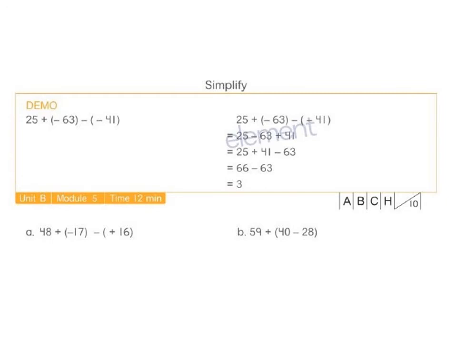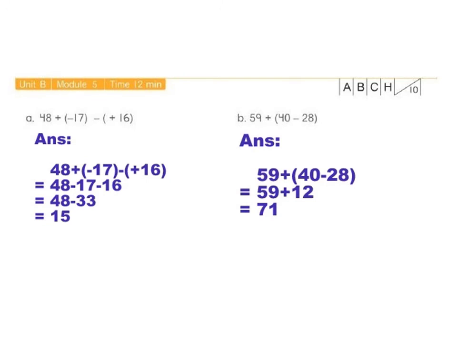Now I am showing you the answers. So the first question, 48 plus minus 17 minus plus 16. After removal of the brackets, the equation becomes 48 minus 17 minus 16. Calculating the negative integers together, the new equation becomes 48 minus 33, which gives us 15.